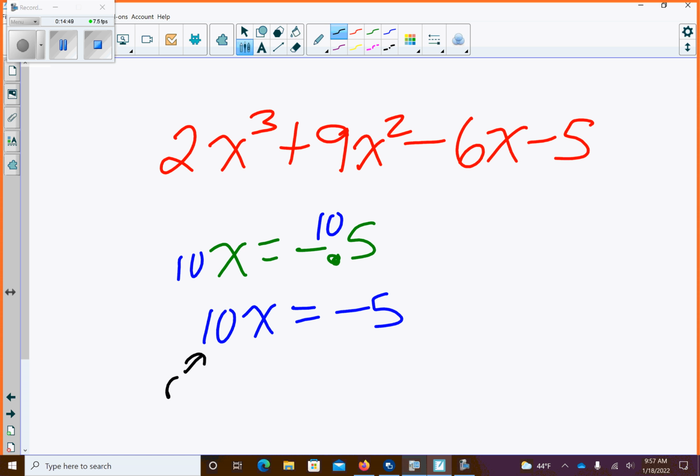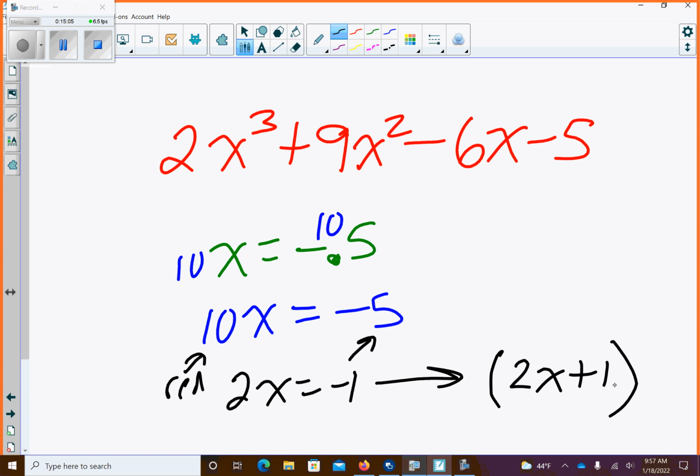Reduce. What number goes both into 5 and 10? Please don't say 1. 5. So I get 2x equals negative 1. So what's this binomial going to be? 2x plus 1. Okay? That's basically all you have to do.